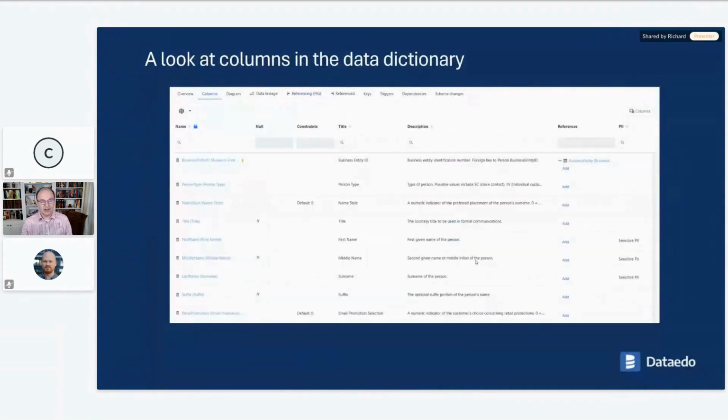Let's go on. This is the columns tab for that same person table. And here we see the columns listed along with metadata about them. Some of the metadata comes from the sources, like its nullability, constraints, data types, identity, those sorts of things come from the data sources. Also, we have the references. There's that foreign key relationship right there. So you get that knowledge. As I mentioned, I'm going to focus on titles and descriptions here that you can edit or provide completely here in Dataedo.